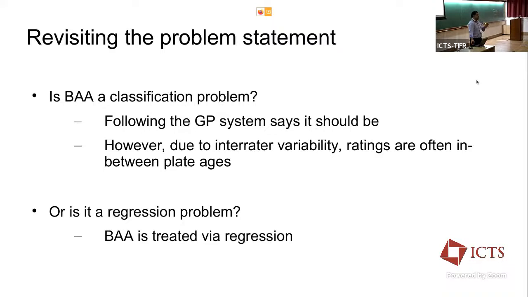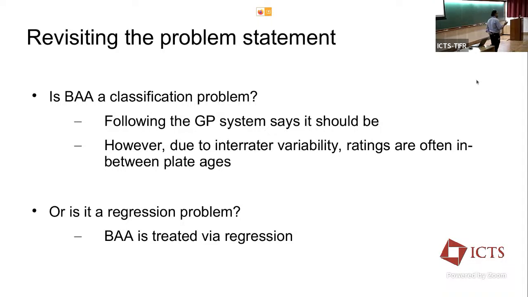Turns out that's not what you do. It is a regression problem, and here's why. Due to inter-rater variability, the ground truth is never going to be 120. It's going to be between 120 and 132 because multiple raters have rated it. There's going to be a lot of radiographs that are 126. 126 is not a standard Greulich-Pyle plate, right? So should you keep 126 or should you switch to 120? Well, you started at 120 and 132, but you had an average rating of 126. So invariably, you're getting a number that is in between plates.